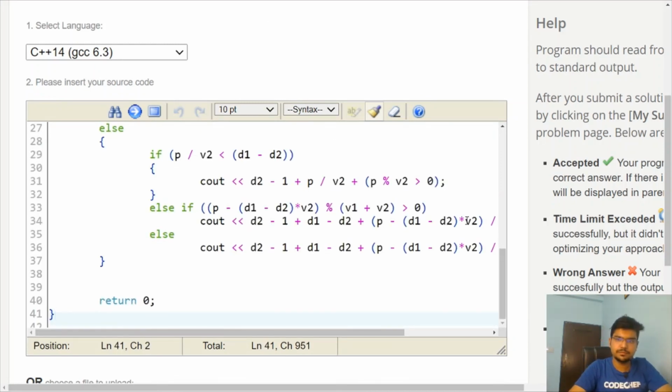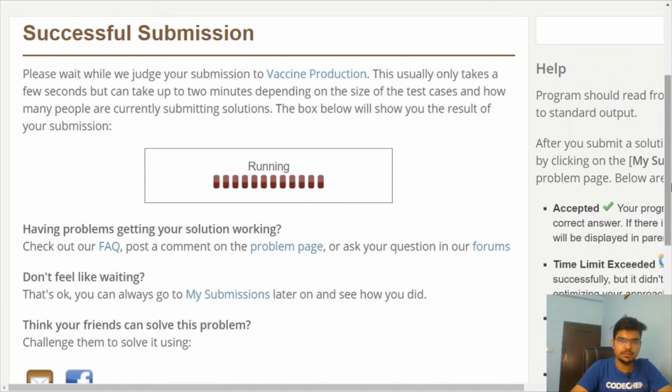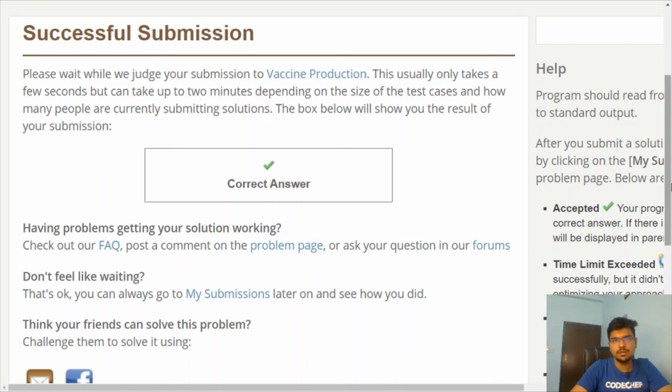Paste the code and submit. And we got AC.